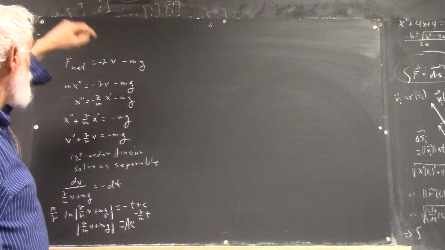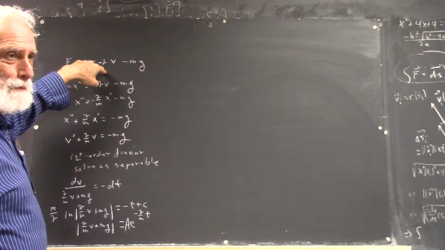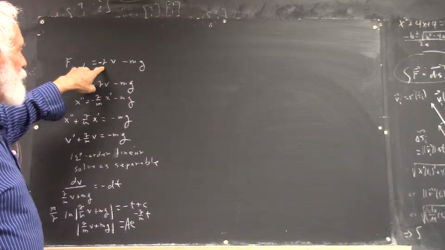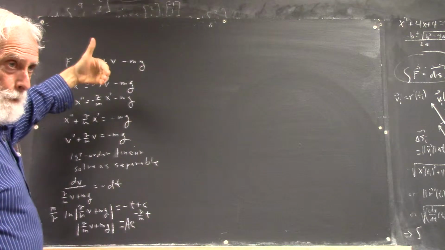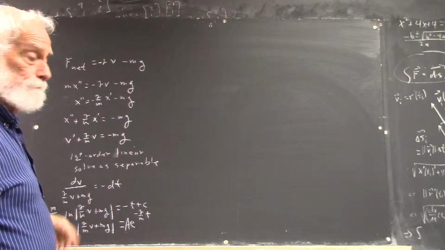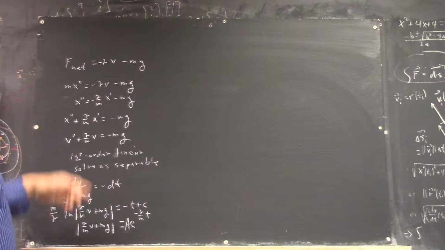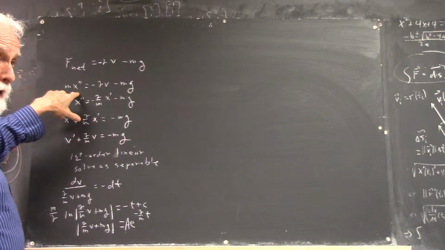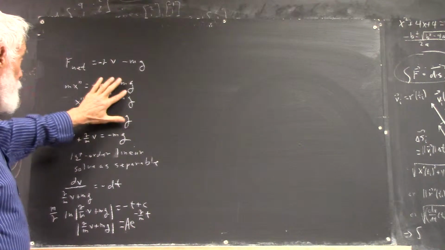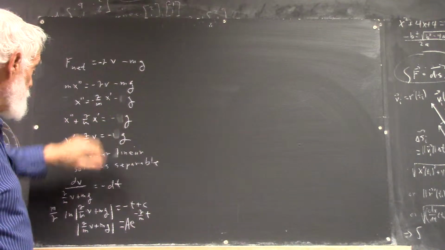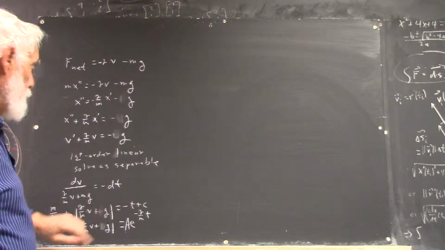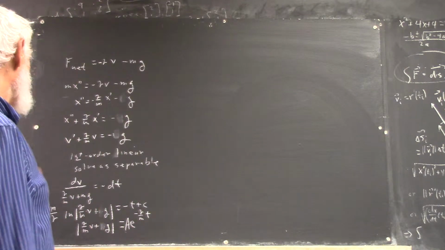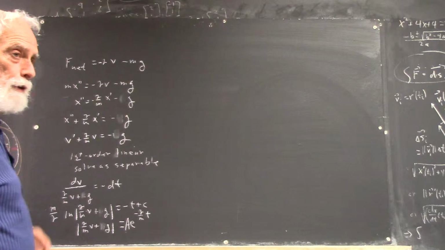Oh, I did a dumb thing. I'll fix it in a minute. And negative gamma v for the drag force. Okay, so we do this and then we divide through. In other words, F net becomes mx double prime. We divide both sides by m, except I didn't divide this by m, so that m should never be in there. Right? Okay, so I fixed that, mostly.